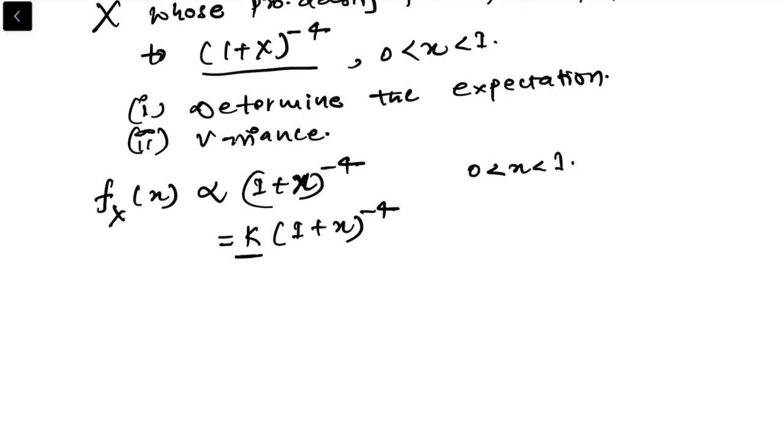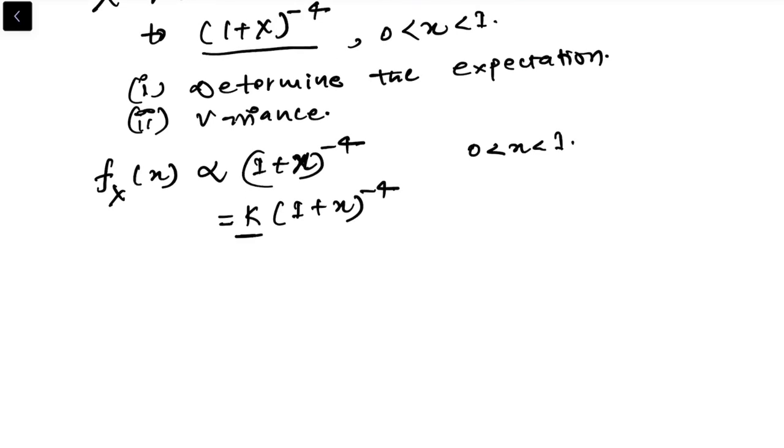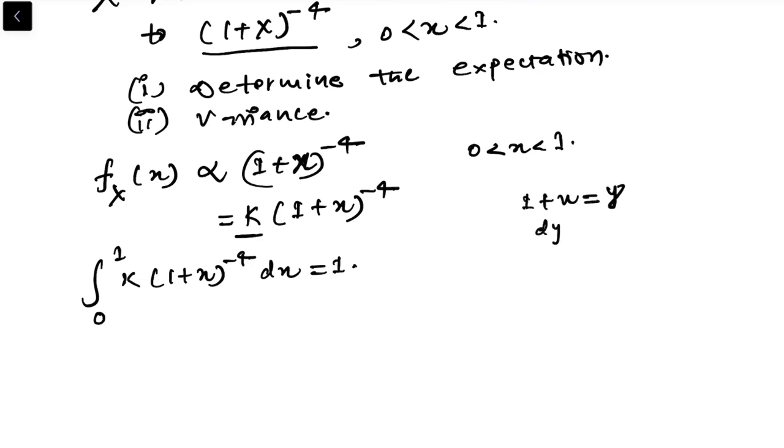All right, so we know that the integration of the PDF is 1. So the integration from 0 to 1 of k(1 + x) to the power minus 4 dx is equal to 1. Now here we need to use the substitution method. Let's substitute 1 + x = y, so dy = dx. Also we need to care about the limits. When x is 0, y is 1, and when x is 1, y is 2.